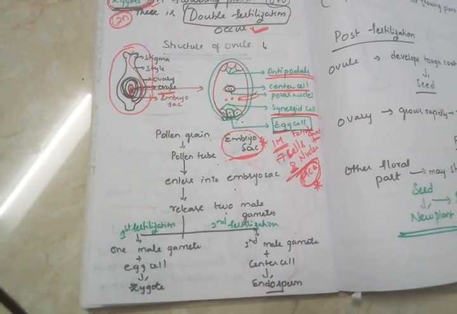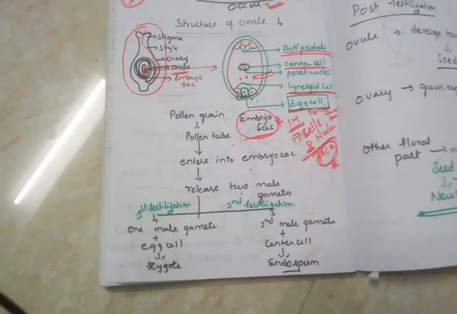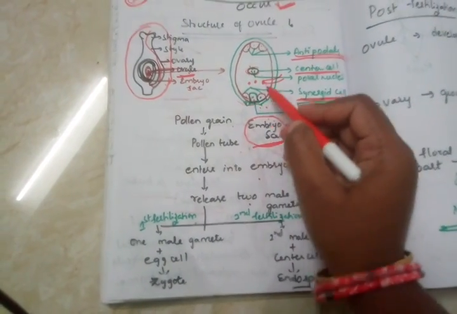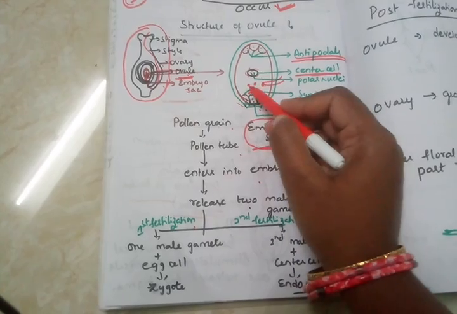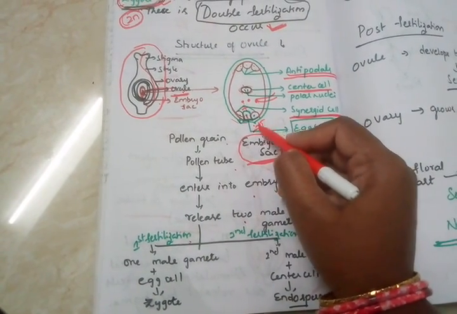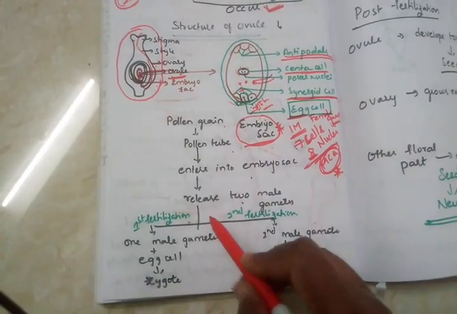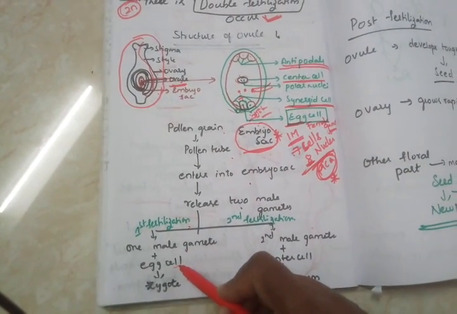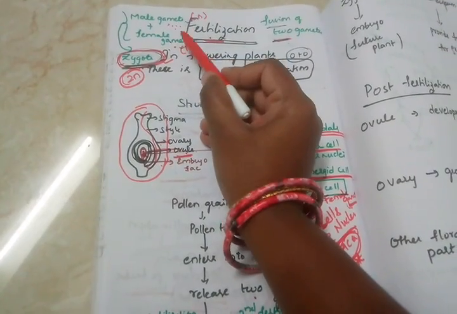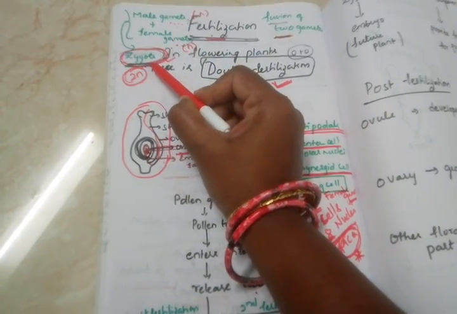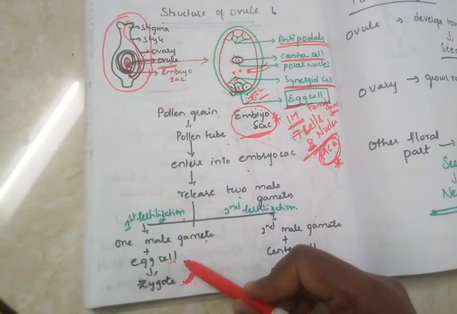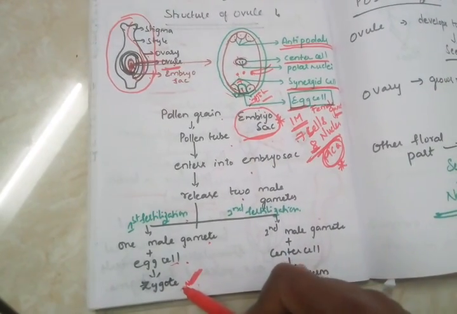Now we will see the fate of the 2 male gametes. The first male gamete fuses with the egg cell and forms the first fertilization. It is the first fertilization. So one male gamete fuses with the egg cell and forms what? Zygote. Already we discussed this: the male gamete and female gamete form a structure called a zygote. So here it is a zygote. The first male gamete fuses with the egg cell and forms the zygote.